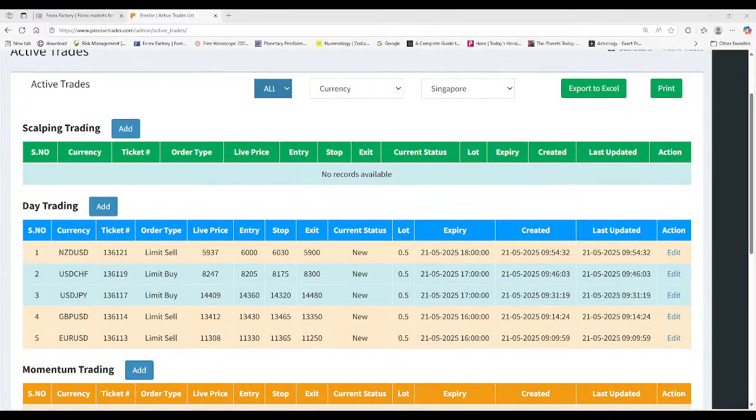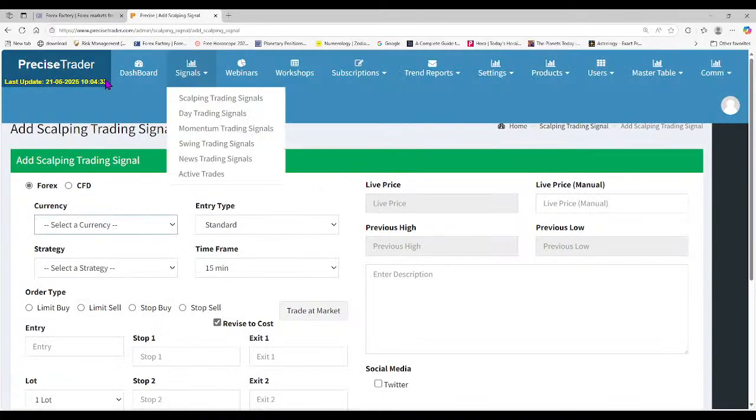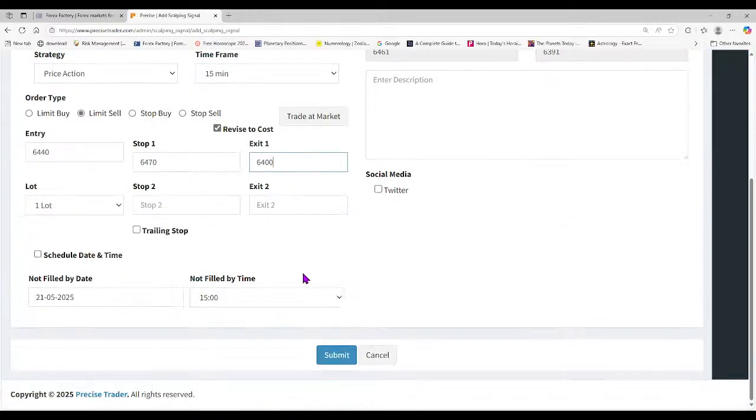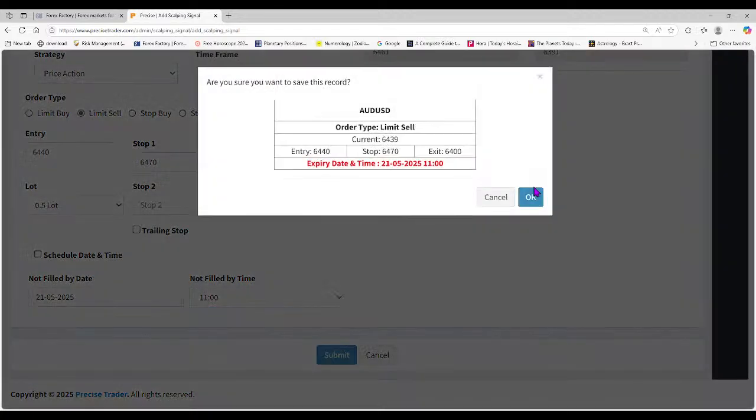Aussie, we try to sell at 64.40. I'll give you this as a scalping call. Aussie selling at 64.40, stop at 64.70. We'll go for a half lot. Then expiry is until this time band.